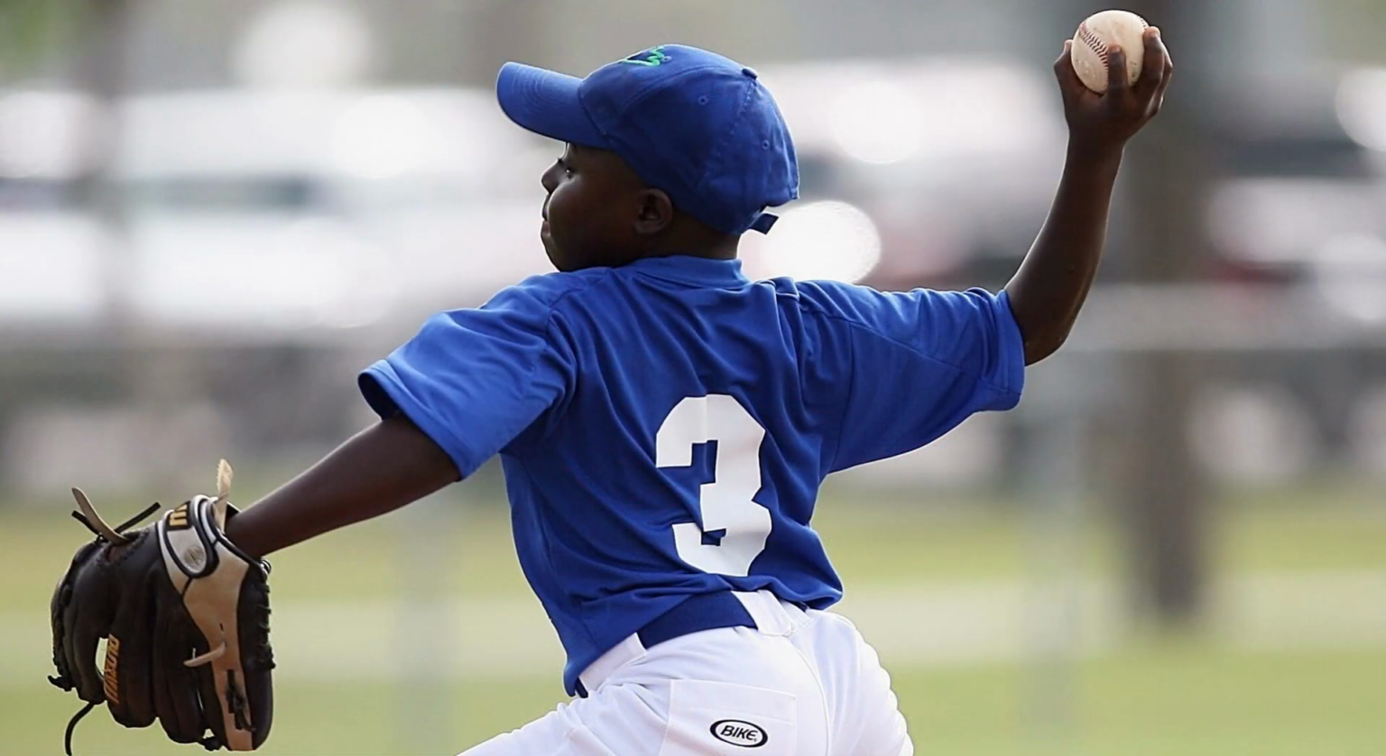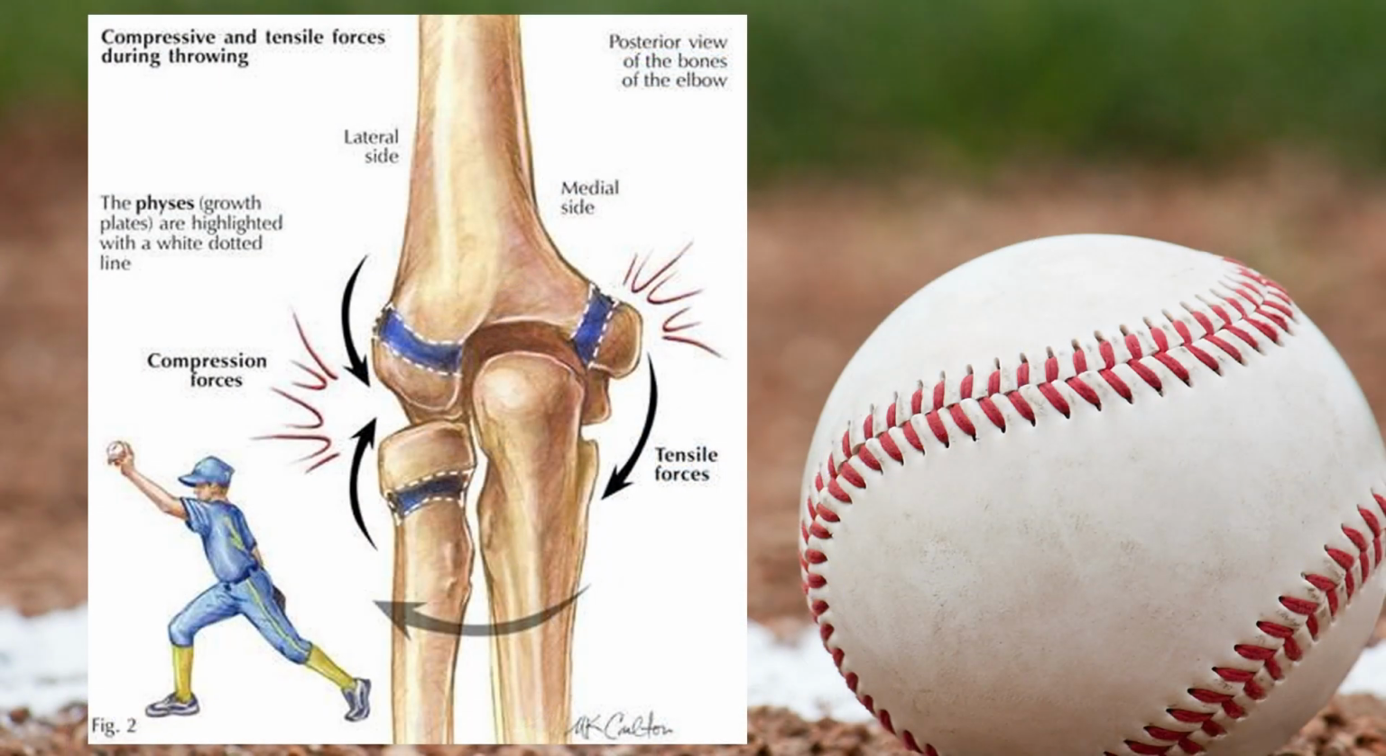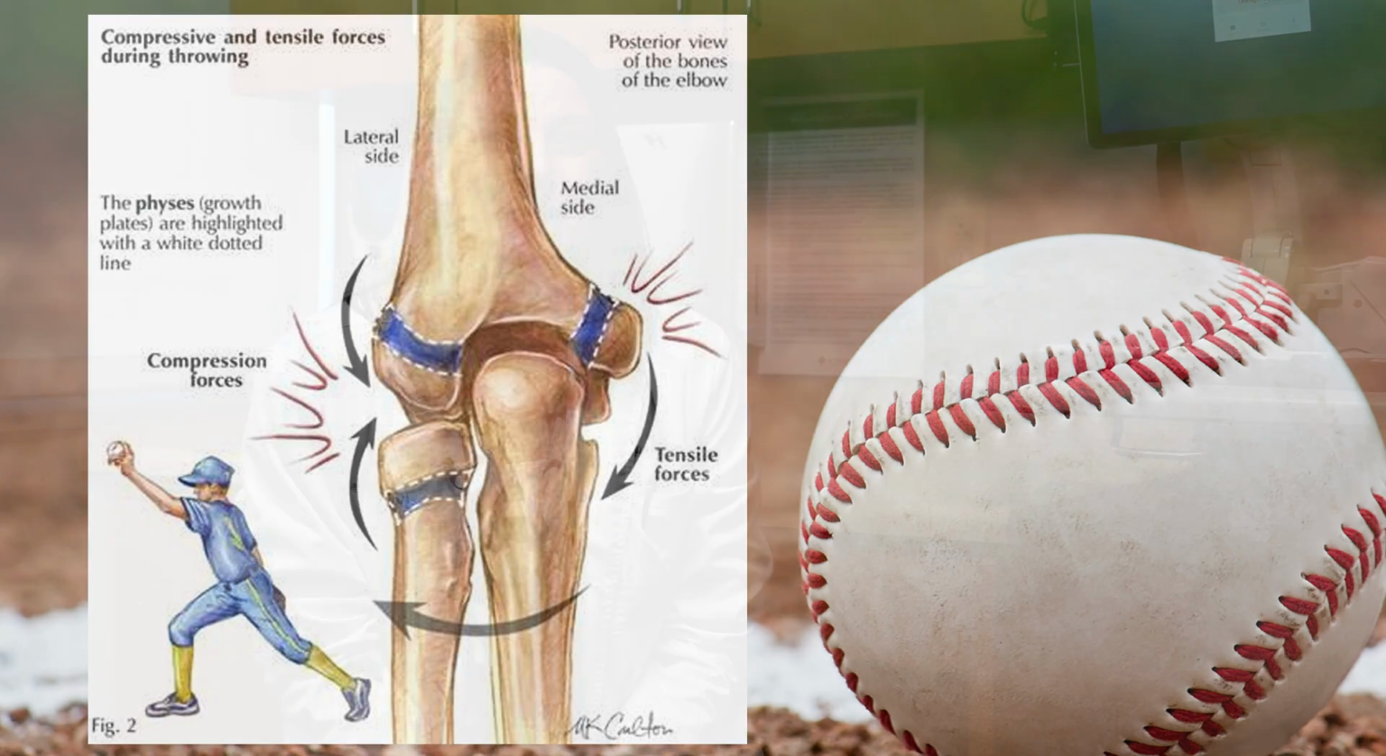However, UCL injury is not the most frequent injury sustained by the youngest throwers. Medial epicondylar apophysitis, or little leaguer's elbow, is the most common. This is the irritation of the growth plate at the elbow from overuse. The treatment for little league elbow is similar to little league shoulder: rest, activity modification, and physical therapy.